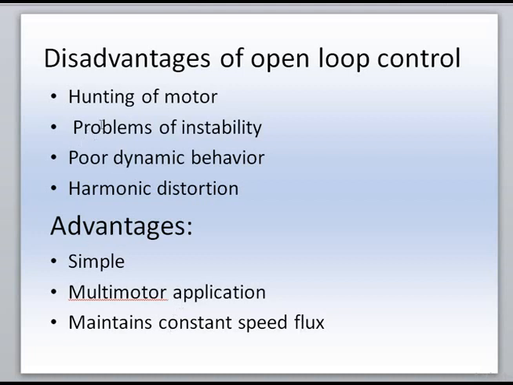Some of the disadvantages are hunting problems, instability, poor dynamic behavior, harmonic distortions. All the above disadvantages are overcome by using a closed loop system, except harmonics. Harmonics are also eliminated based upon some designing of power electronic devices.